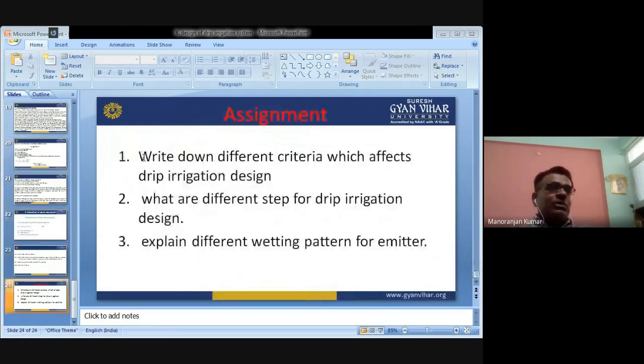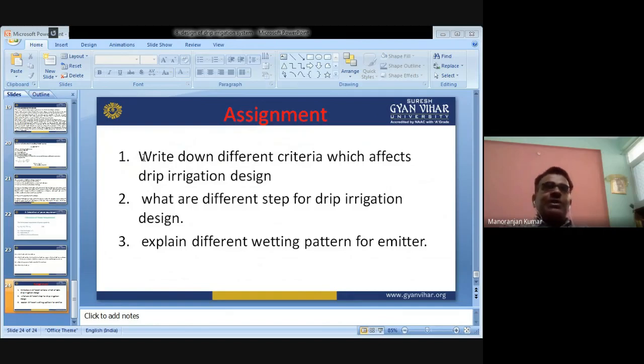Now this is for assignment. You can solve this assignment. Write down different criteria which affect drip irrigation design. In the first slide we have discussed about this. And what are the different steps for drip irrigation design? Okay, like inventory of the resources, peak water requirement. These are the steps for drip irrigation system.